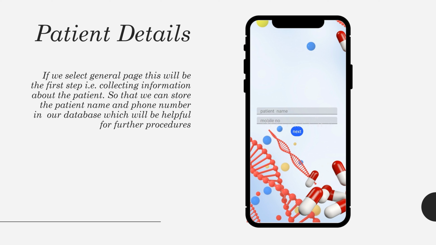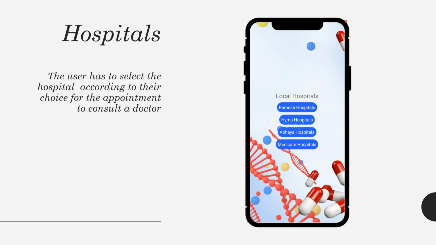he should fill the details of the patient, that is name and mobile number, so that we can store the patient name and mobile number in our database, which will be helpful for further purposes. After entering the patient details, the user should choose according to their choice for the appointment to consult a doctor. The hospitals which are listed here will be nearest to the user.